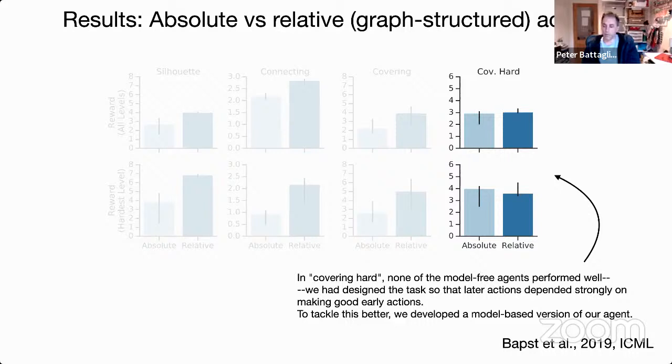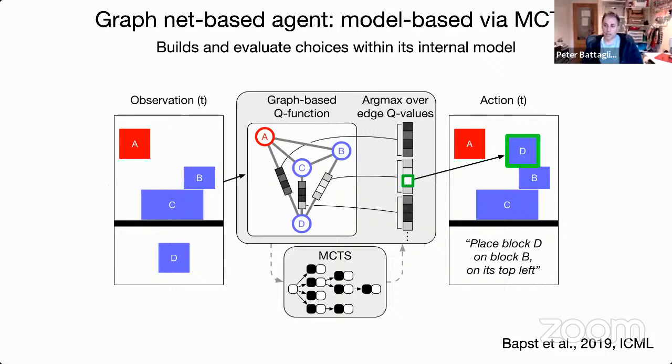The whole reason we built this task with these limited resources, forcing the late choices to depend on early choices, was that we wanted to explore model-based agents. So here we built a second agent that does all of this graph building, but in its head. It can try these things out in its head. So it can use MCTS, Monte Carlo tree search, a search algorithm often applied to, most famously, Go and the AlphaGo system. But we can use MCTS as a general algorithm in this construction task as well.